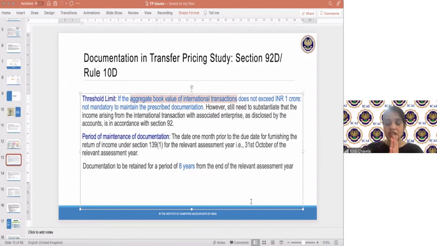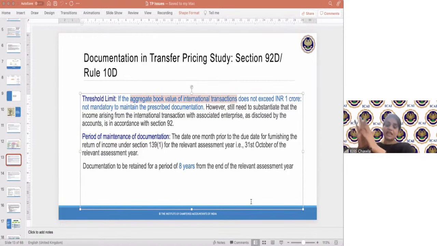So what I'm really trying to say is that there are two segments to it. One is international transfer pricing. If international transfer pricing is applicable or not, for applicability, you'll have to see whether the transaction value is more than even 1 rupee or not. If the transactions are there, then international transfer pricing will be applicable.